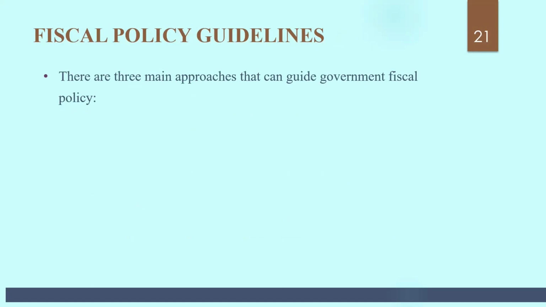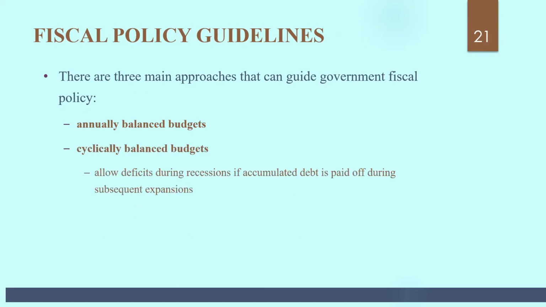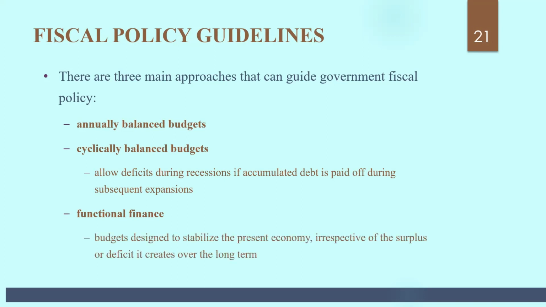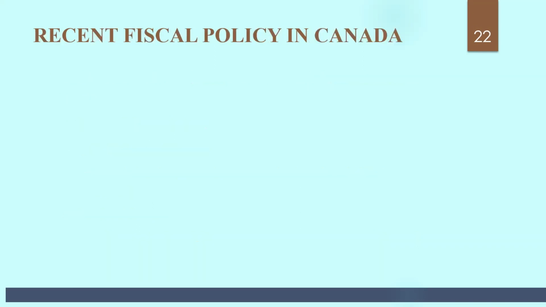Fiscal policy guidelines. There are three main approaches that can guide government fiscal policy: annually balanced budgets, cyclically balanced budgets, and functional finance. Cyclically balanced budgets allow deficits during recessions if accumulated debt is paid off during subsequent expansions. Functional finance means budgets designed to stabilize the present economy, irrespective of the surplus or deficit it creates over the long term.